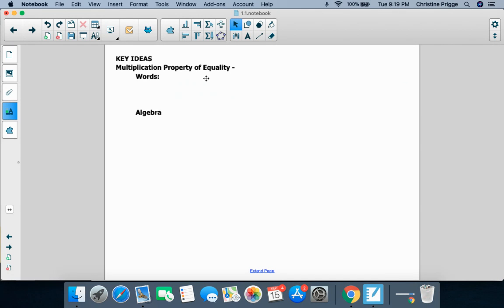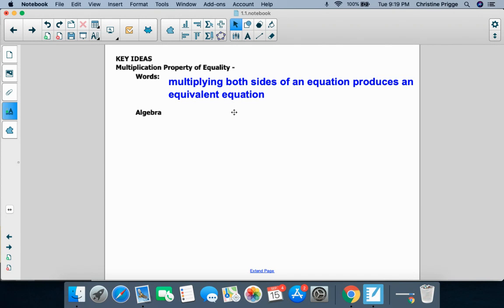So you need to write in the words, and what this means in this property is that you, of course, need to multiply both sides of an equation by the same thing, or using that balance idea again, in order to keep the equation equal or to make an equivalent equation. So multiply both sides of an equation by the same number to create an equivalent equation.